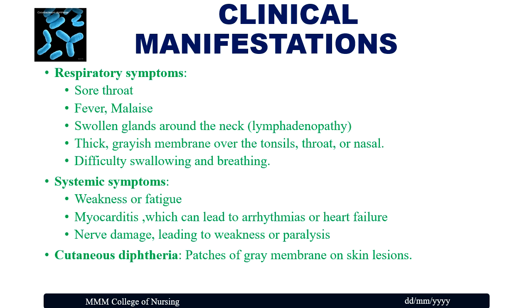What are the clinical manifestations? Respiratory symptoms include sore throat, fever, malaise, swollen glands around the neck, that is lymphadenopathy, thick greyish membrane over the tonsils, throat or nasal cavity, and difficulty to swallow and breathe. Systemic symptoms include weakness or fatigue, myocarditis which can lead to arrhythmias or heart failure, nerve damage leading to weakness or paralysis, and cutaneous diphtheria, which is patches of grey membrane or skin lesions.